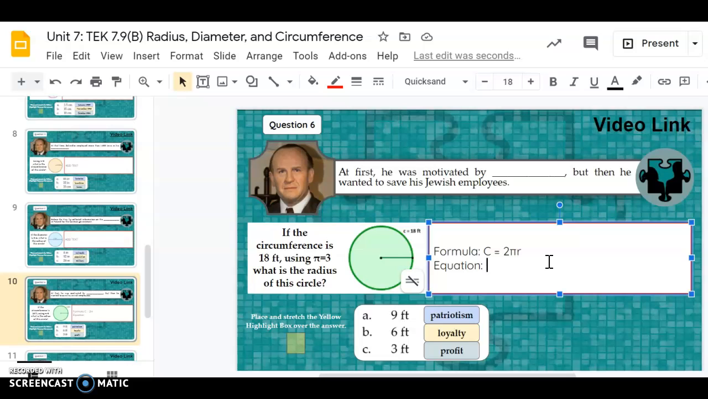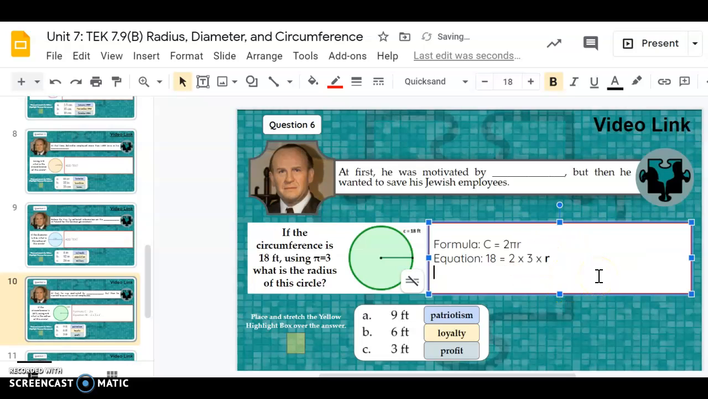So my equation is, I know my circumference is 18, so I replace that C with 18, because here C equals circumference. Then I just bring down the equal sign. I bring down my 2. Now remember, when they're all stuck together like this, they're all multiplying each other. So I'm going to use my X, and I'm spacing it out so you can see it. They say pi equals 3, so 3 times R. I don't know what my R is. That's what I'm trying to solve for. So I'm going to bold that so you can see that. That is what I don't know.